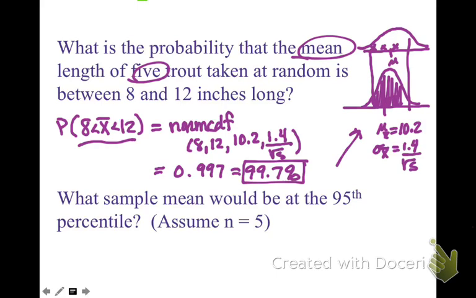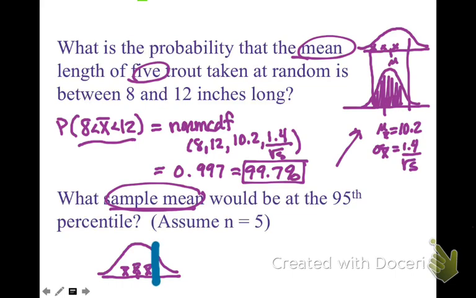All right, let's work backwards now. What sample mean would be at the 95th percentile? I'm dealing with means, so I'm dealing with my sampling distribution for x bar. This is the curve where every one of the values is a sample mean. I want to know what would be at the 95th percentile. Remember, the 95th percentile is the place where 95% of all values on the curve fall below that point.